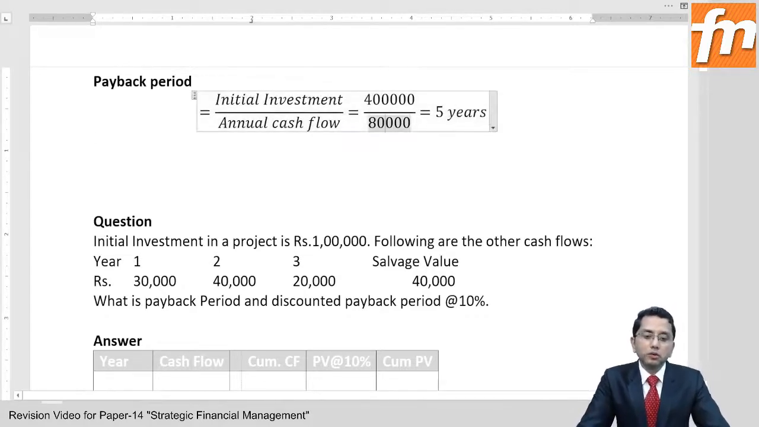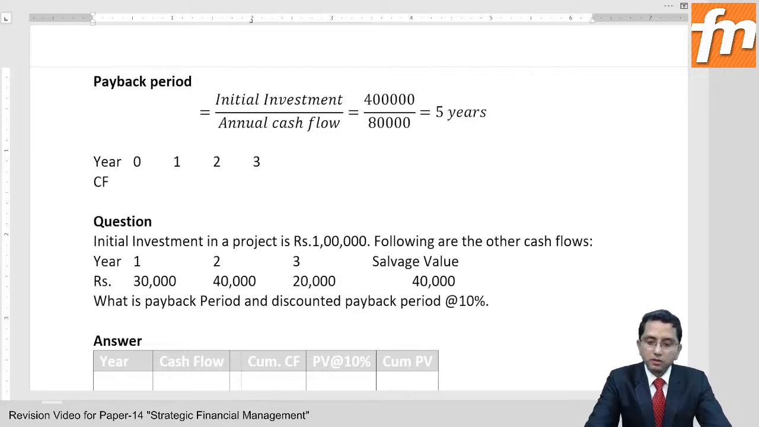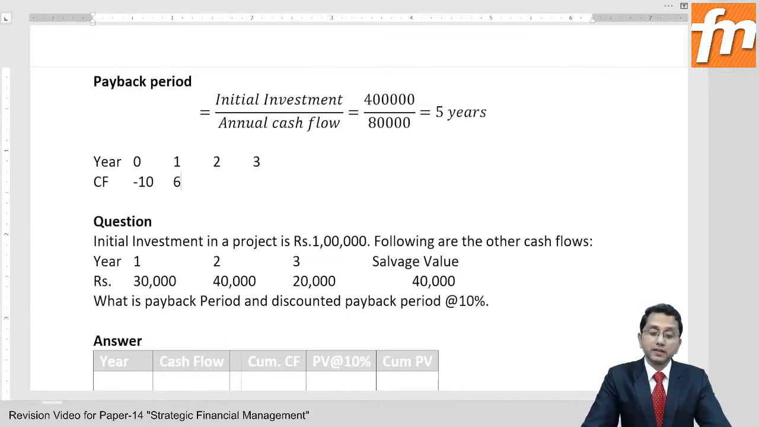This formula can be used only if cash flows are constant every year. What if cash flows keep on changing year by year? In that case, the situation will change. Like year 0, year 1, and then 2, and then 3. So at 0 year, you have outflow of 10 lakh rupees. In the first year itself, inflow is 6 lakh.